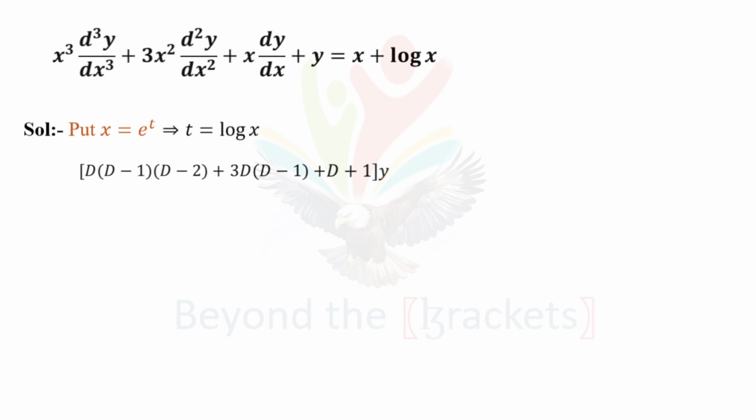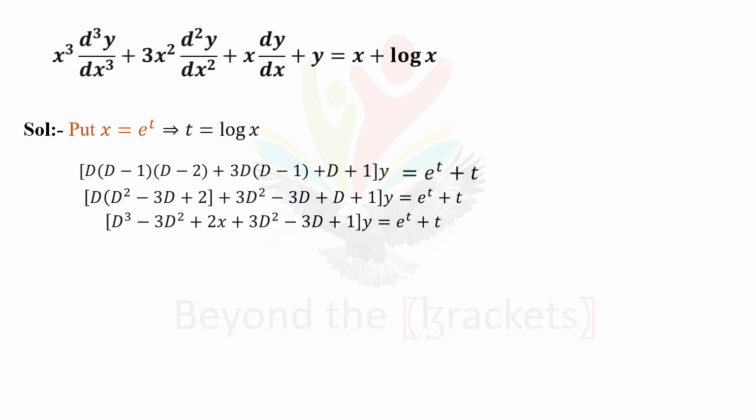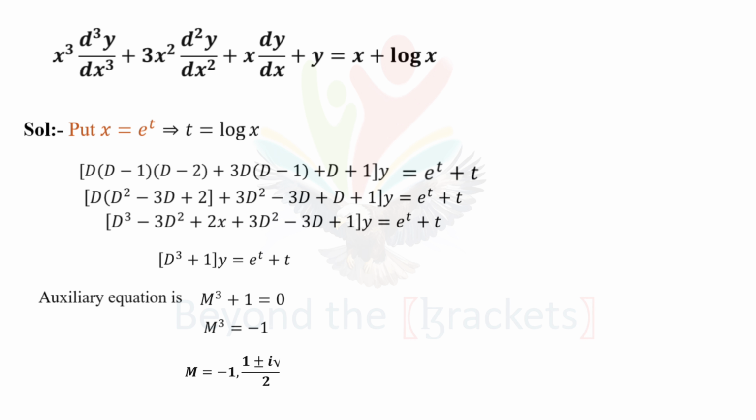And y is taken common for the entire equation, equal to x on the right hand side, written as e power t, and then log x will become t. Simplifying this, we get D cube plus 1 into y equal to e power t plus t, which is the operator form. Its auxiliary equation is obtained by replacing D with m and equating it to 0. So we get m cube plus 1 equal to 0. The roots of this equation are minus 1, and 1 plus or minus i root 3 by 2.